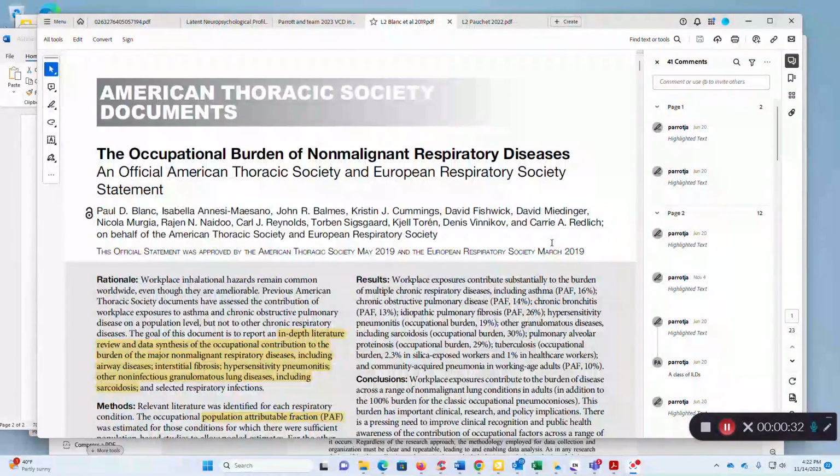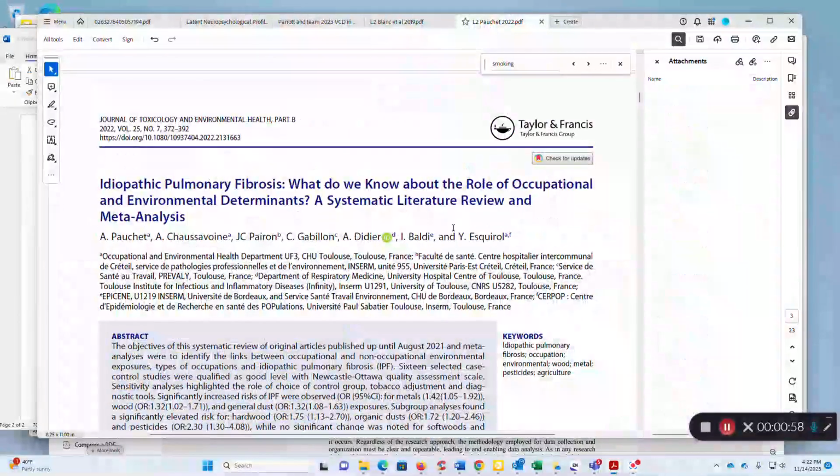We're particularly interested in the associations between different types of respiratory hazards, airborne hazards like dust, etc., and different types of respiratory diseases. So I'm going to contrast two different articles. One is going to be the Blanc. This is put out by the American Thoracic Society. And the second is the Pochet, and again, you can see it's a similar sort of looking at occupational environmental determinants in the roles of different diseases.